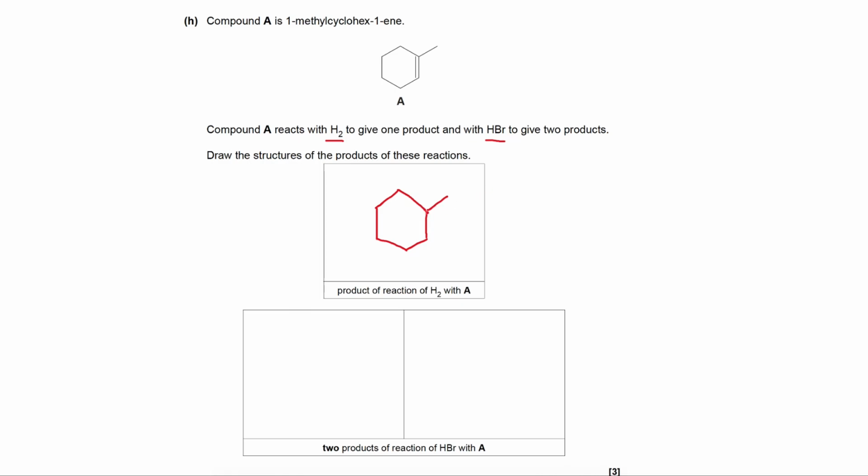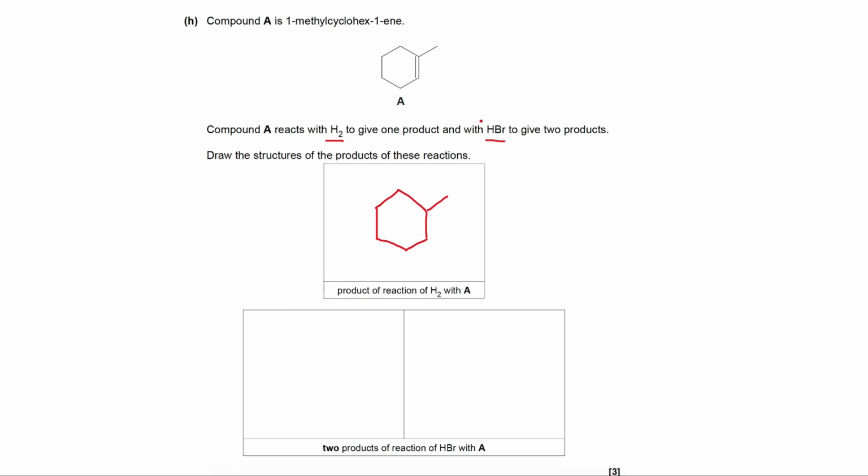Okay, you could, if you wanted to, so I'm just going to do this in a different colour pen, you could, if you wanted to, draw the hydrogens in. So you've got hydrogen atom bonding there, hydrogen atom bonding there. There's nothing wrong with that, but in skeletal we don't need to show our hydrogen atoms. So either way you will get the mark, but you don't need to draw the hydrogens in. So that's our saturated product when we react our alkene with hydrogen.